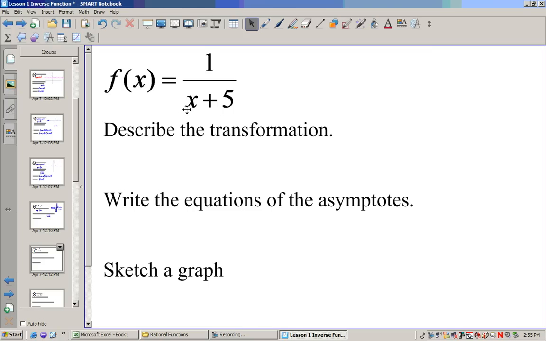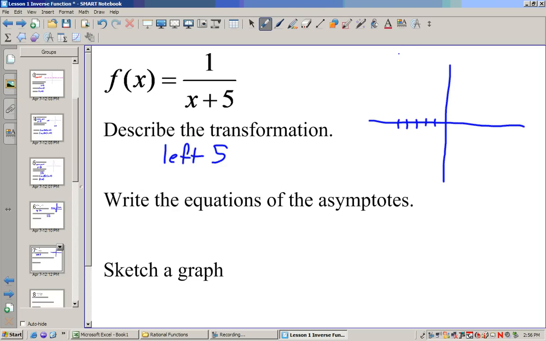Alright, now describe this transformation. X plus 5. What direction does that move it? Hopefully you're saying move it to the left 5. So I like to sketch the graph before I make the equations of my asymptotes. So if we move it to the left 5, we have our vertical line, we have our horizontal line, it's 1 over x. I'll do this in a different color just so it's a little bit more clear. It'll go out like that, and like that. So my equations of the asymptotes are x equals negative 5 and y equals 0.